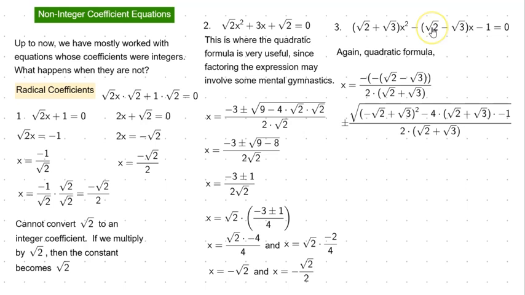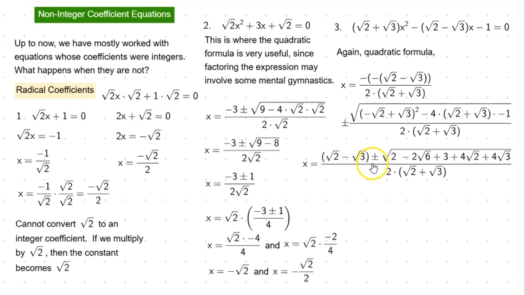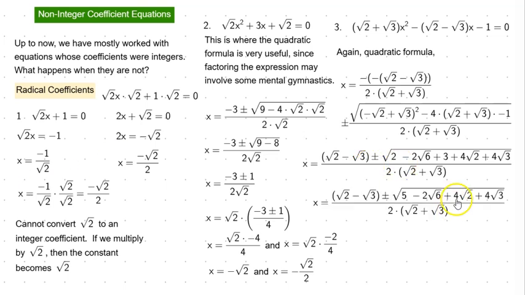Here minus I have taken it inside. So, minus root 2 plus root 3 square minus 4 times a times c. Simplifying it, we get this. Further simplification gives us this, and if we want, we can rationalize the denominator.